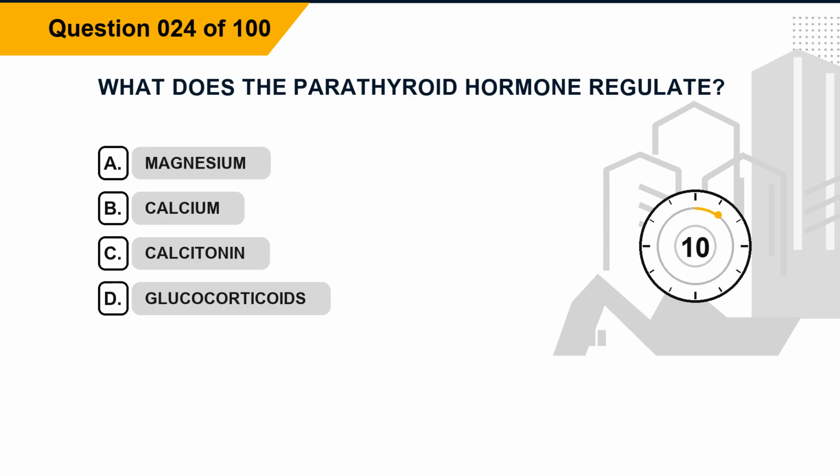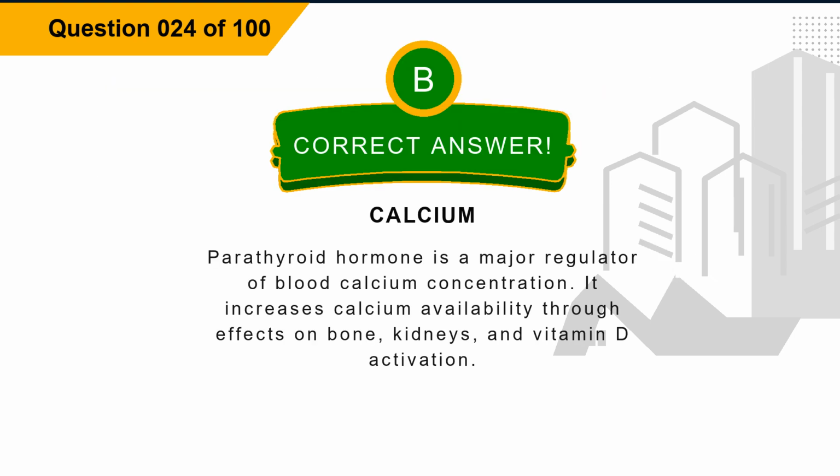Question 24. What does the parathyroid hormone regulate? Option A, magnesium. Option B, calcium. Option C, calcitonin. Option D, glucocorticoids. The correct answer is option B, calcium. Explanation. Parathyroid hormone is a major regulator of blood calcium concentration. It increases calcium availability through effects on bone, kidneys, and vitamin D activation.